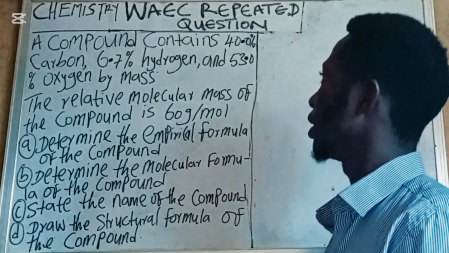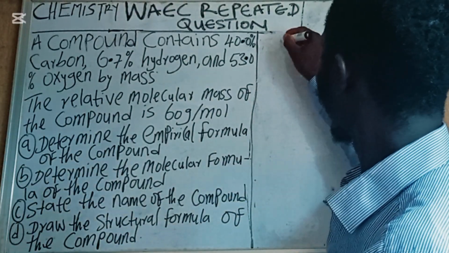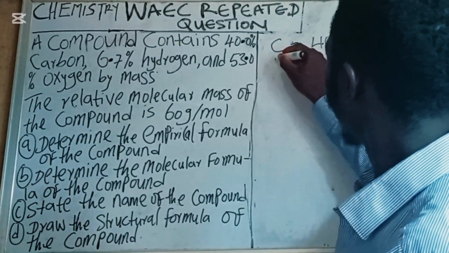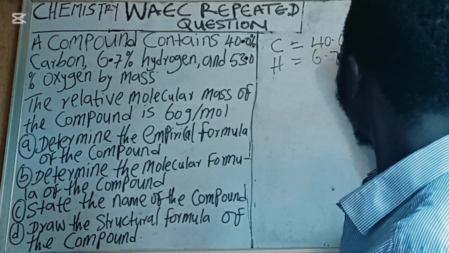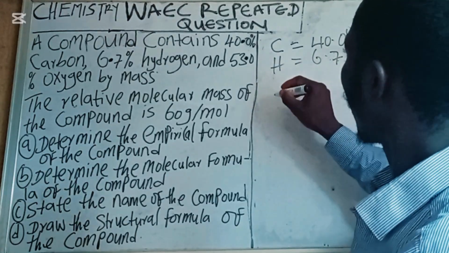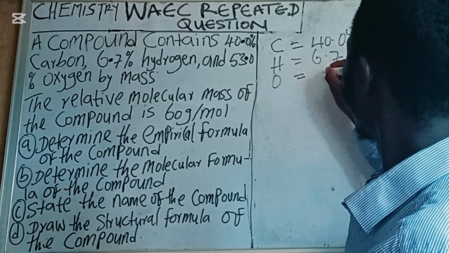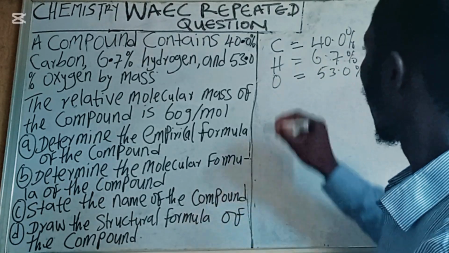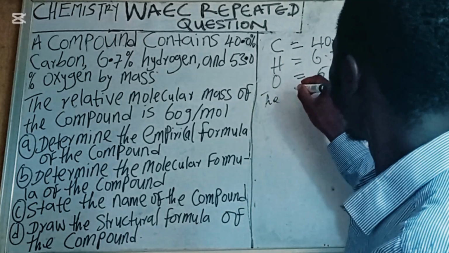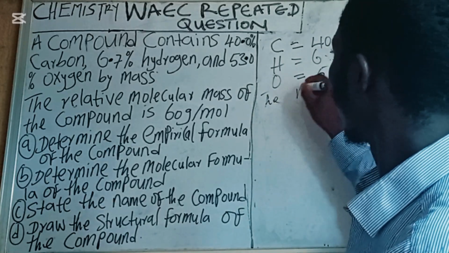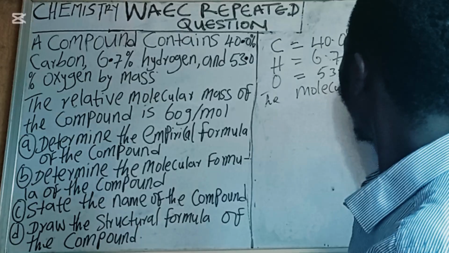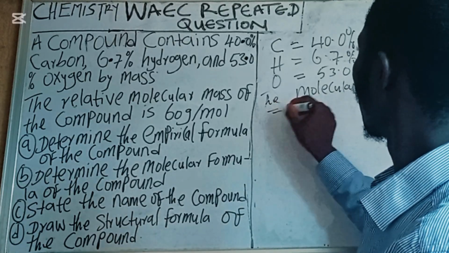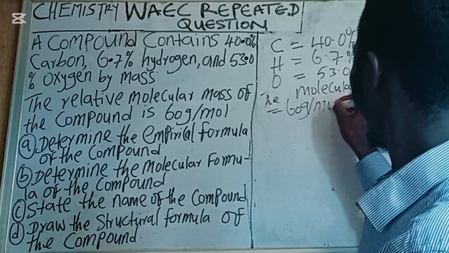So our data in this question are: carbon is equal to 40.0%, hydrogen is equal to 6.7%, oxygen is equal to 53.0%, and lastly the molecular mass, which is equal to 60 grams per mole.